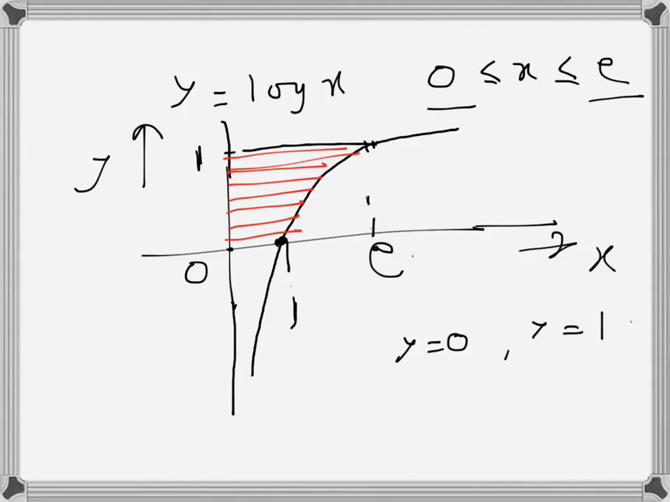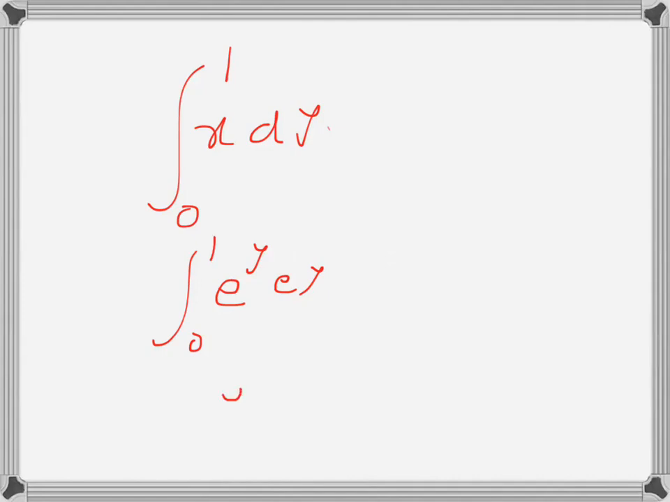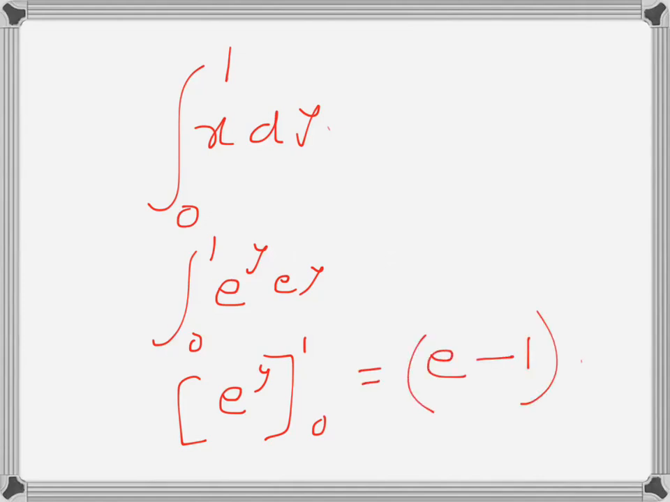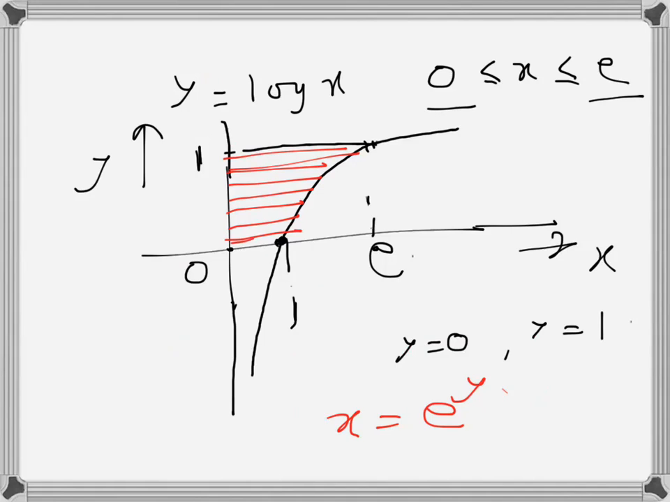So in order to do that, what can be done? We write x in terms of y, so x becomes e to the power y, and then we take the area under the curve for y from 0 to 1. This is the integral of e to the power y dy from 0 to 1, and this is e to the power y from 0 to 1, so e minus 1, that is the area under this, the red shaded area.